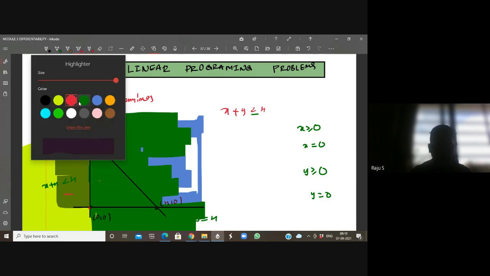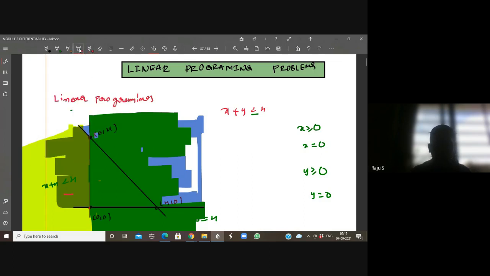Okay, finally, when you see that for all these graphs, what is the common region for all three? Yes, x greater than 0, y greater than or equal to 0, x plus y. So this is the common part. This is the common region for x plus y lesser than or equal to 4.